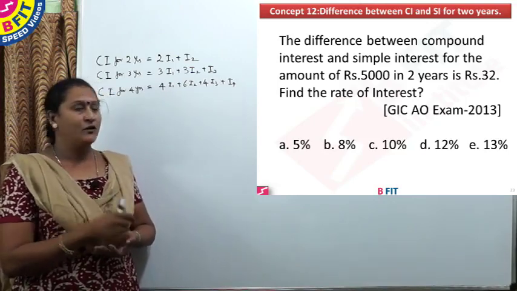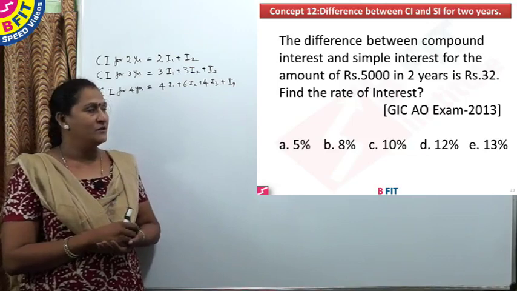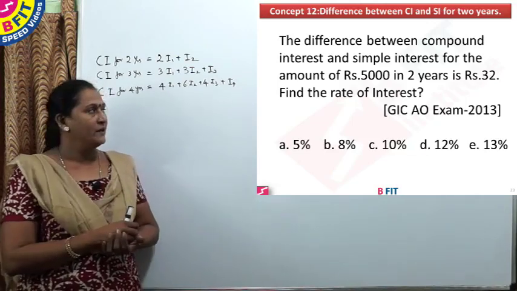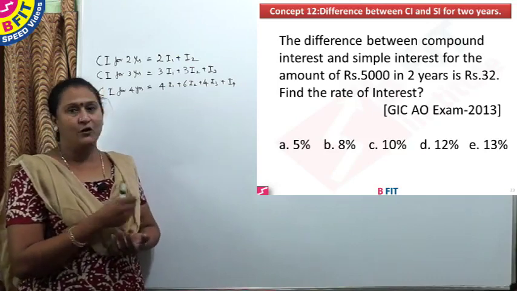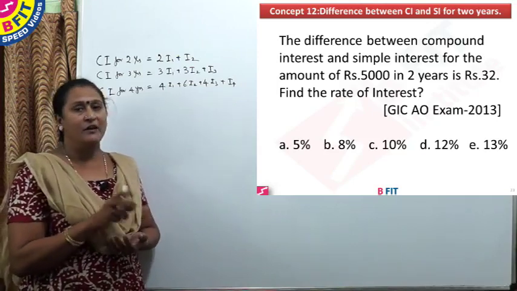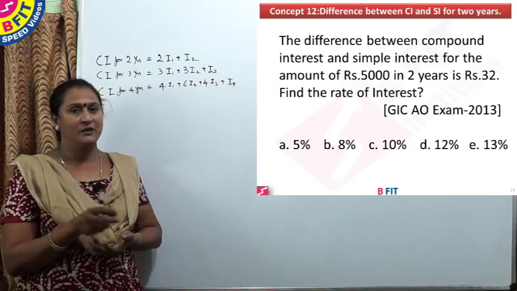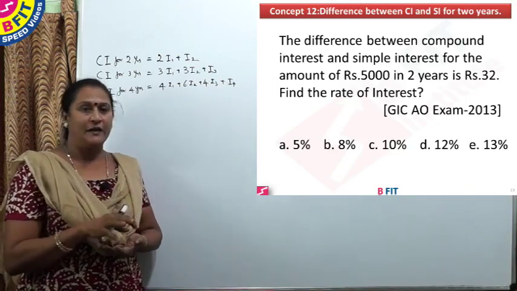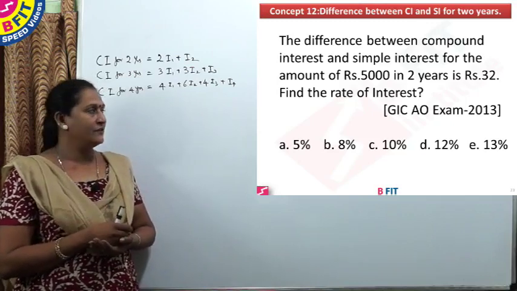I have told you whenever the rate of interest is asked, we can choose from the options itself any convenient rate percent. Here the principal is 5,000 for 2 years. So what is the difference between compound interest and simple interest for 2 years? That is just I2. Find I1 and then find I2. I2 will be the difference.